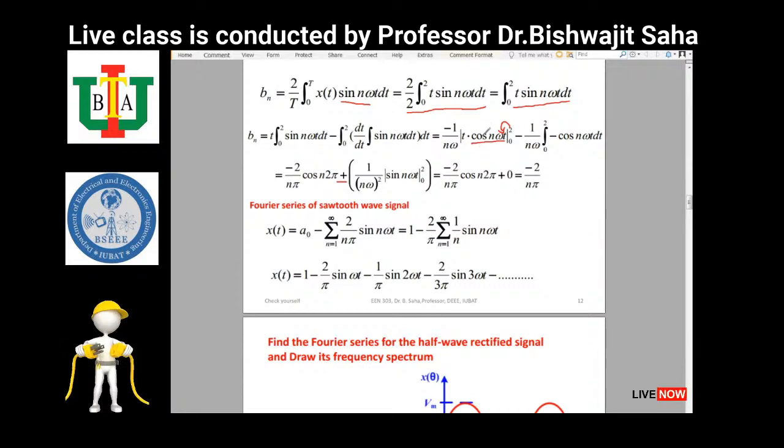So cos 2n pi equals how much? Cos n 2 pi. Cos 2 pi, how much? Equals to 1, not minus 1. It's a 1. So it becomes 1 this time. So that is minus 2 divided by n pi. Twice pi. Okay?